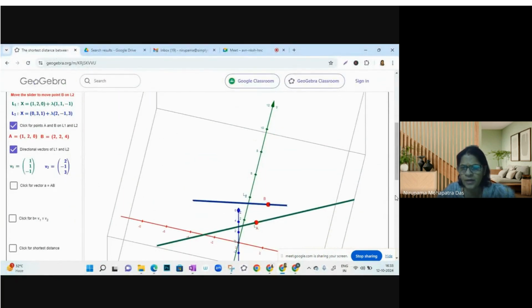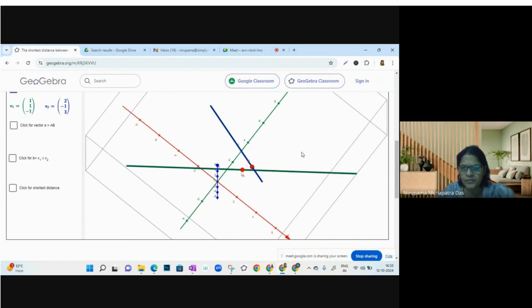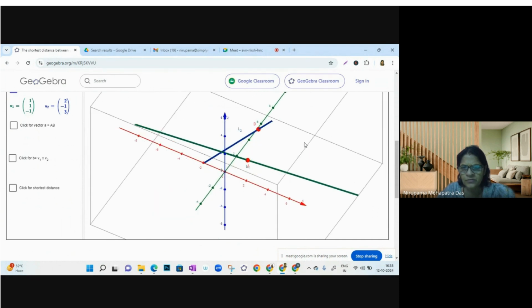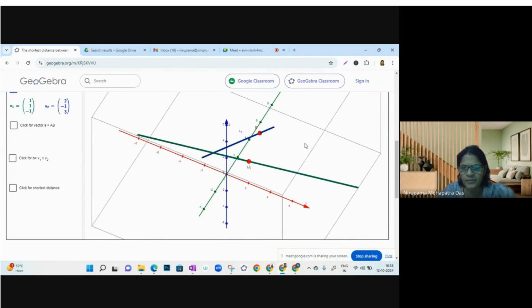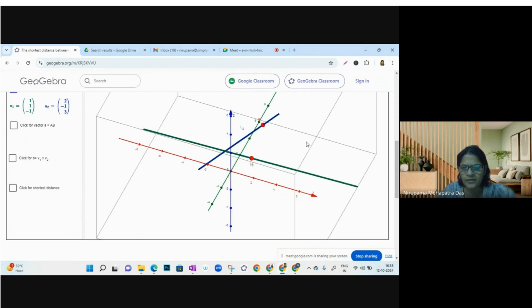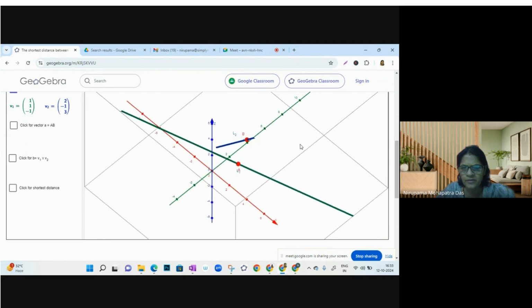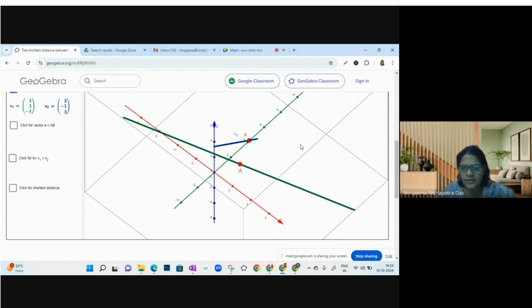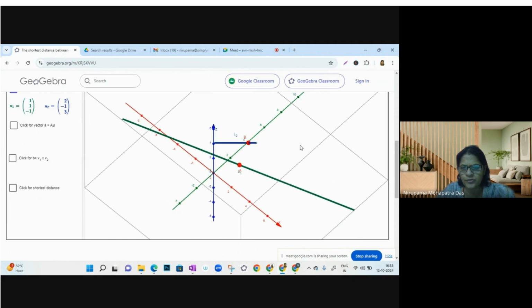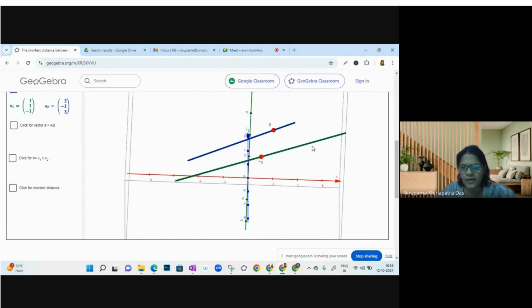Now you see how they look. The lines are in different planes. They are not intersecting. The green line is in one plane and the blue one is in another plane. You can see they are not intersecting, and also they are not parallel. So skew lines look like this.